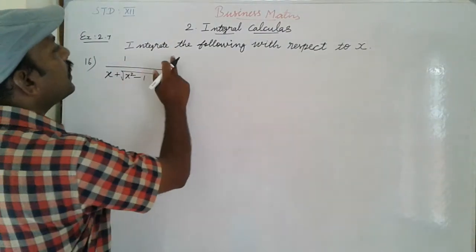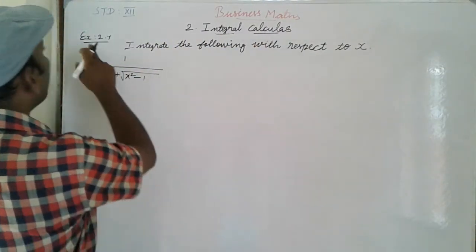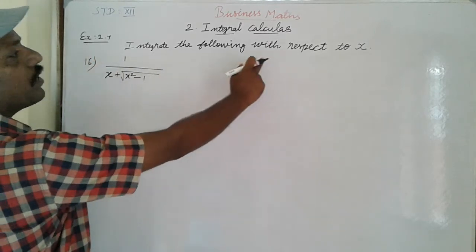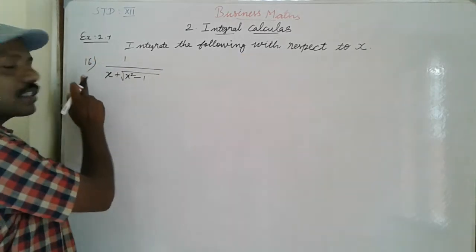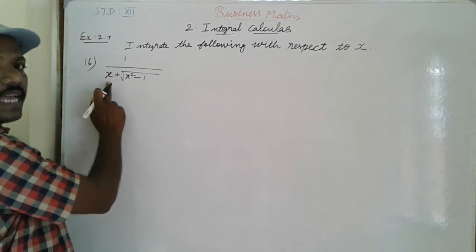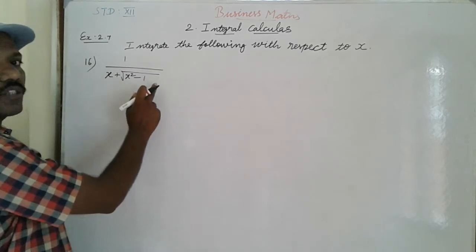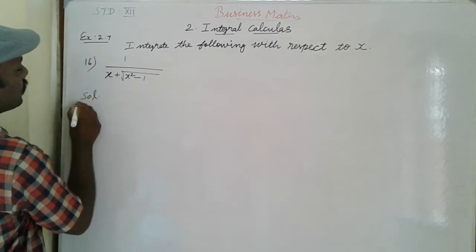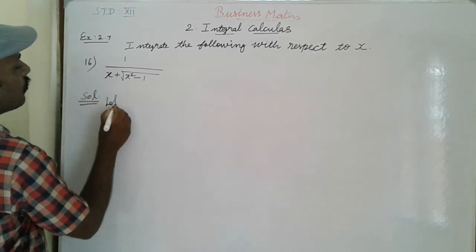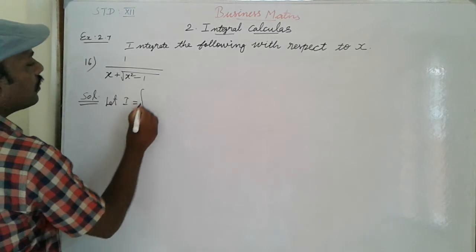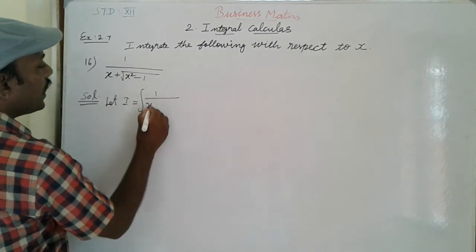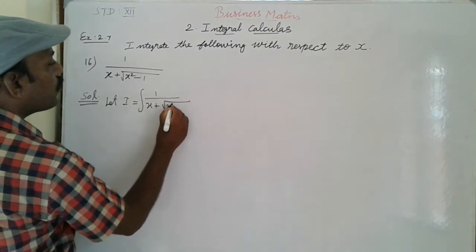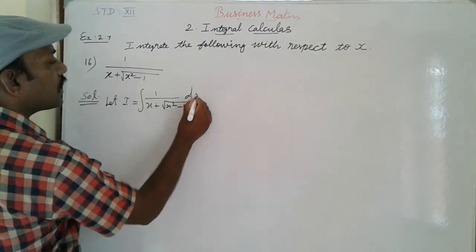Second chapter, integral calculus. Exercise 2.7. Integrate the following with respect to x. Question number 16. 1 divided by x plus root of x square minus 1. So we should take a solution. Let I equal to integral 1 divided by x plus root of x square minus 1 into dx.